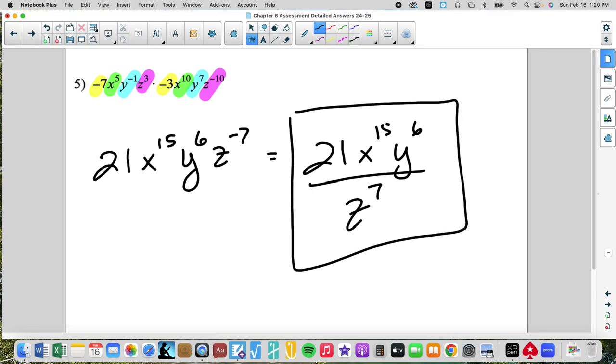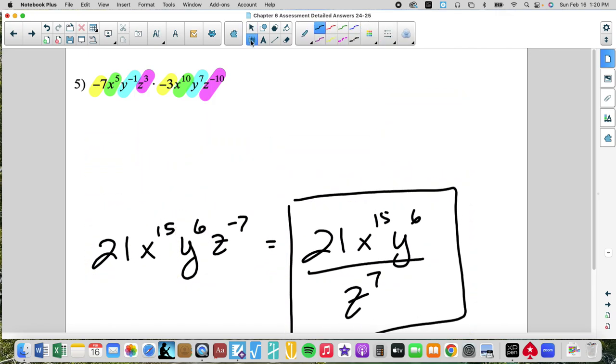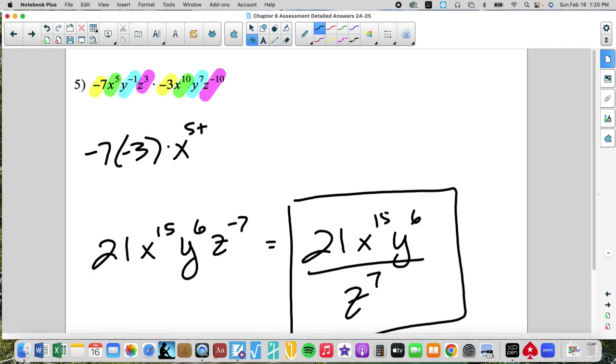So all we're doing, and we can even break this down a little bit more, and we'll even show the steps. It's -7 times -3, x to the 5th plus 10, y to the -1 plus 7, and z to the 3 plus -10. And that'll get you the line below, and you have to deal with the negative exponent.